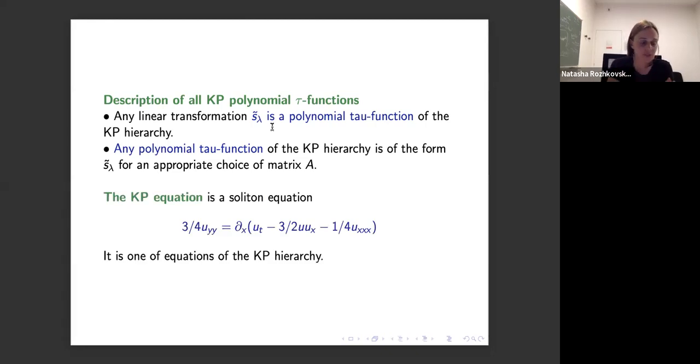So let me tell a little bit more about what the KP hierarchy is and what KP solutions are. There is an equation, a partial differential equation on a function u in three variables, x, t, and y, which is called the Kadomtsev-Petviashvili equation. And it is a very famous equation because it is a soliton type equation. So it has soliton solutions.